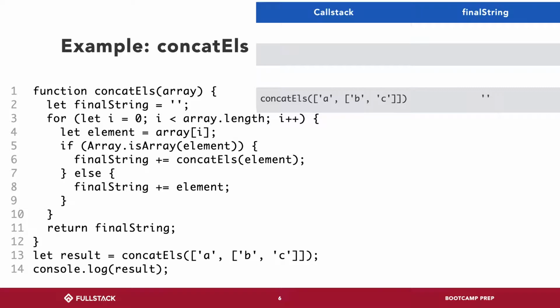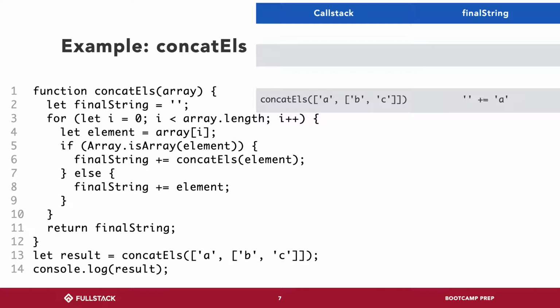Concat else is invoked with this array, right? So we go through, and final string is equal to an empty string. Now, for let i equal 0, let element equal array of i, which is A. So that means it's not an array, so we go into that else statement and we do empty string plus equals A.